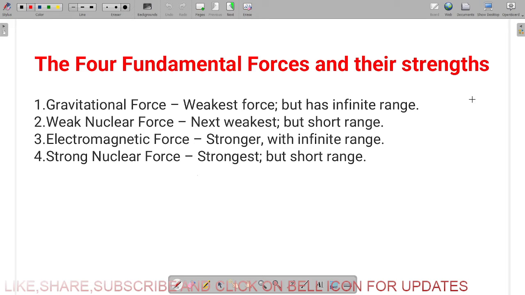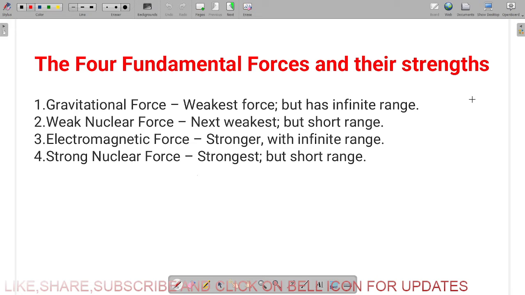By applying the energy on that particular object, we can cause the object to move from one direction to another. That means we can pull the object with the help of force, we can push the object with the help of force. That is why we define force as a push or pull action that can be caused over an object. In nature, we have four fundamental forces: gravitational force, weak nuclear force, electromagnetic force, and strong nuclear force.